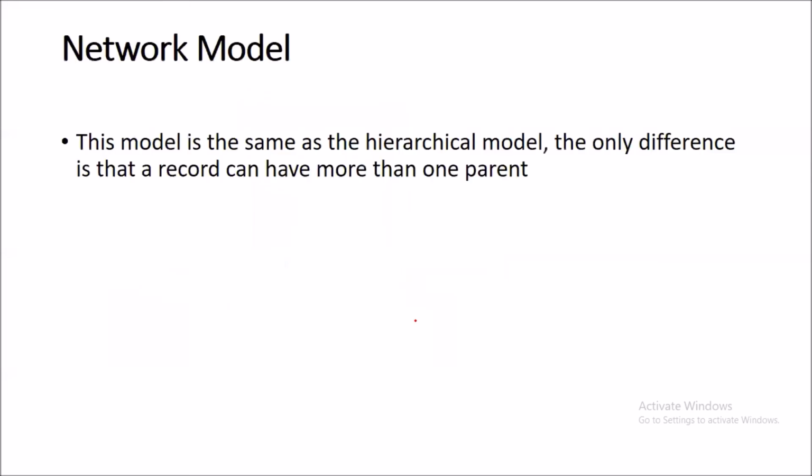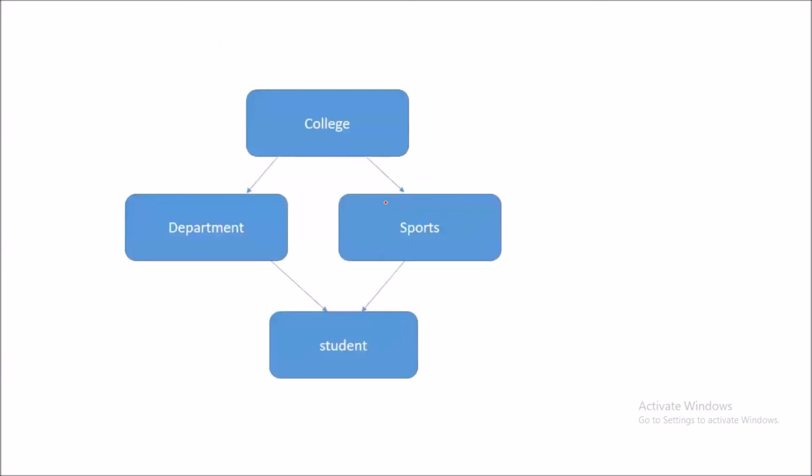Now next is the network model. This model is the same as the hierarchical model. The only difference is that a record can have more than one parent. In the hierarchical model, there is only one parent, but in the network model, there can be more than one parent. For example, here you can see the student has two parents, department and sport.